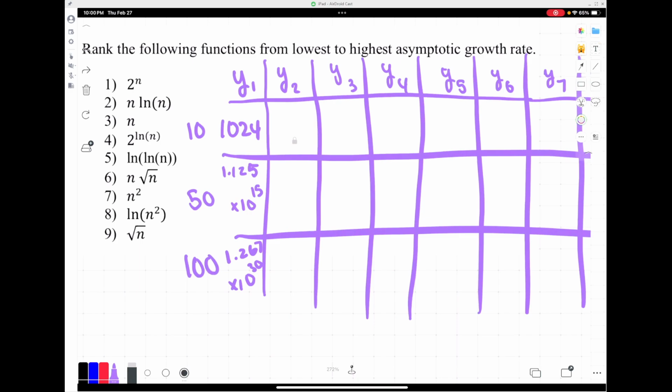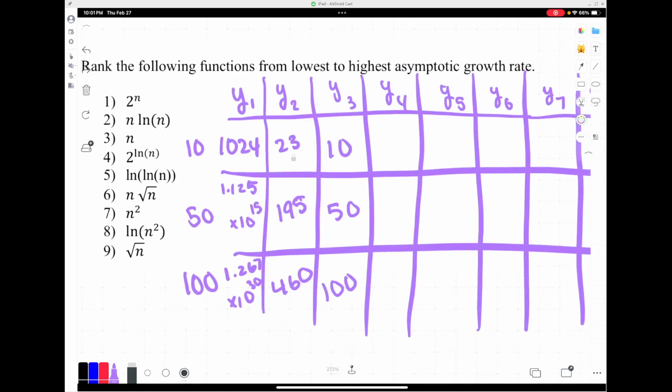Okay, and then for n ln n, we're gonna plug in the numbers that you picked. I picked 10, 50, and 100, so 10 ln 10 is 23, 50 ln 50 is 195, and 100 ln 100 is 460. And then for the third one, it's just the number.